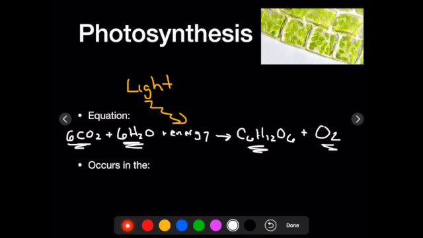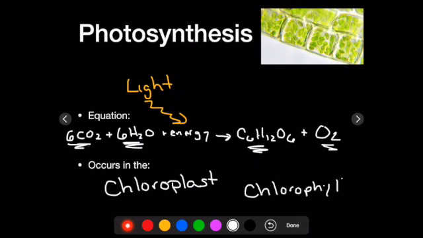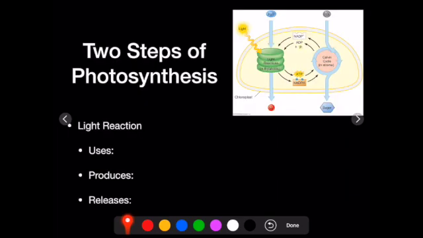Again, this occurs in the chloroplast. And the chloroplast, remember, is the factory organelle in the cell. Now, the chlorophyll is where it actually occurs, which is located inside the chloroplast, and this is what makes your plants green. So these green things are the chlorophyll that are located in the chloroplast to allow photosynthesis to occur. So again, we have 2 major steps here.